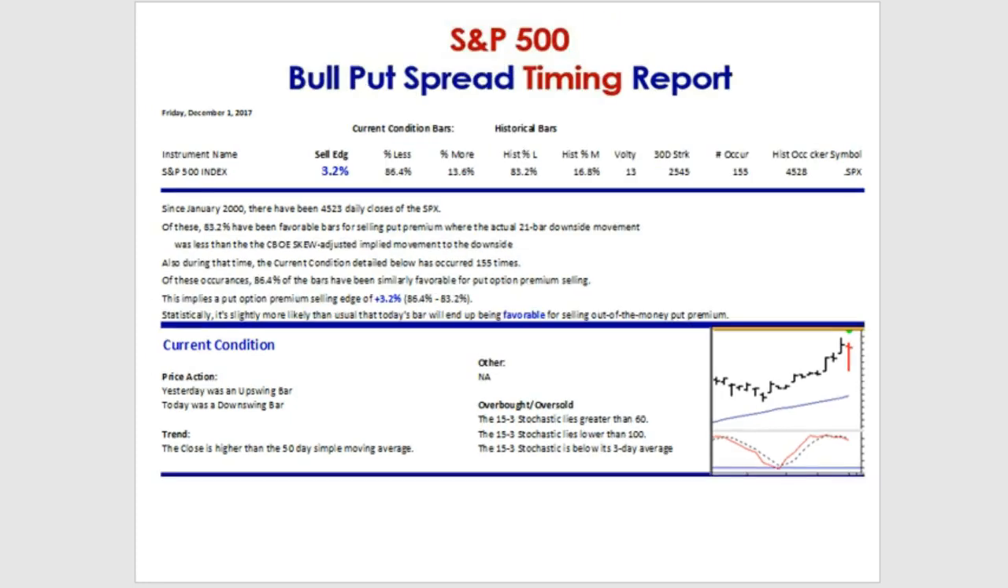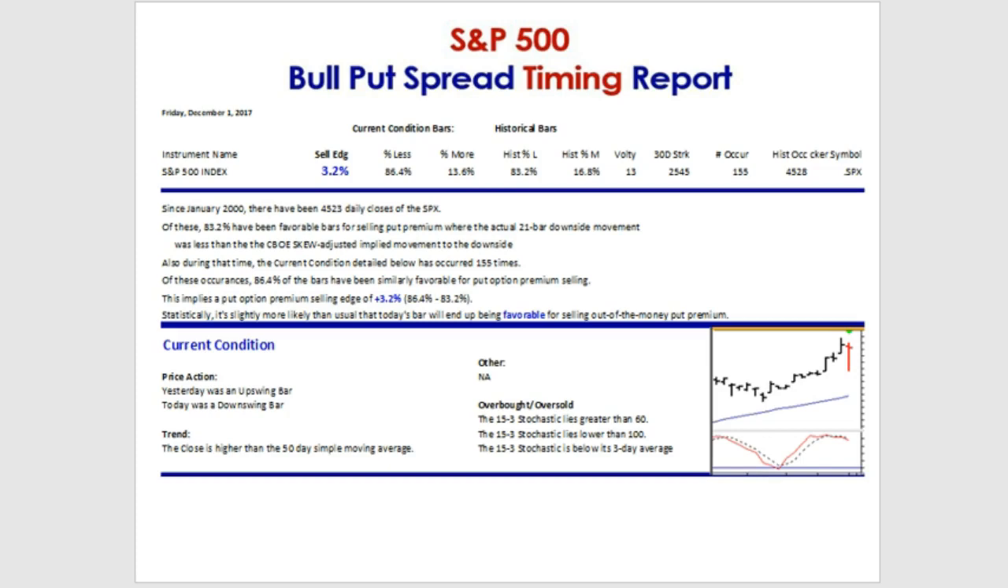Let's go now to those that like to lean your strategies bullish, maybe leaning your Condors bullish, or your Butterflies bullish. We have the Bull Put Spread Timing Report. Now the premise here is that we're going to sell put premium a standard deviation away, about 30 days out. So here's the report.